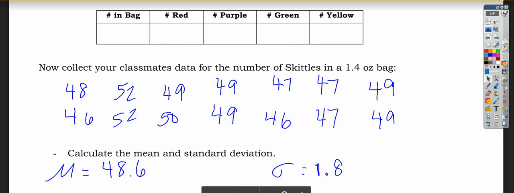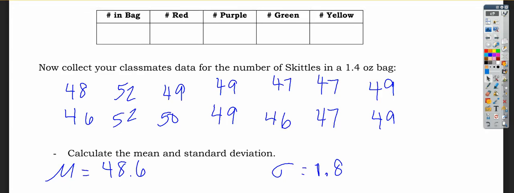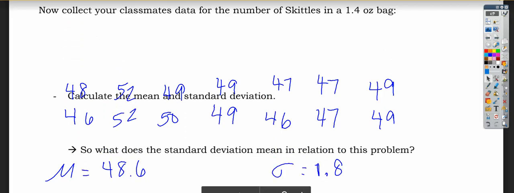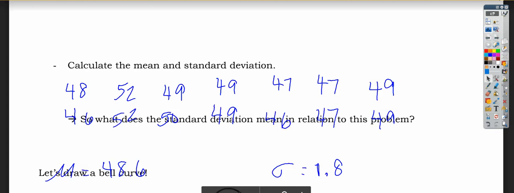So if we look at this, my mean is 48.6 and my standard deviation is 1.8. So what that means is each of these values, each of these bags of Skittles, they're approximately 1.8 away from the mean. So now I want to visually represent this on a standard deviation. So what does the standard deviation mean? Each bag of Skittles is about 1.8 pieces off from the average.